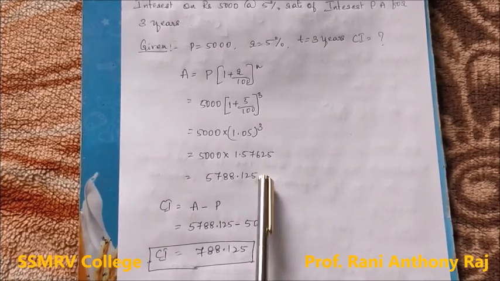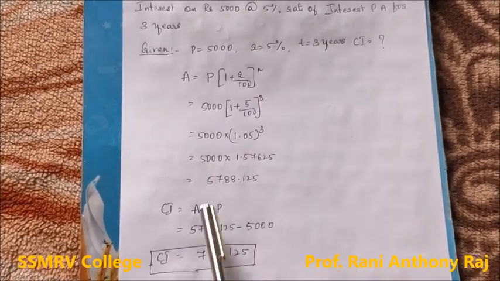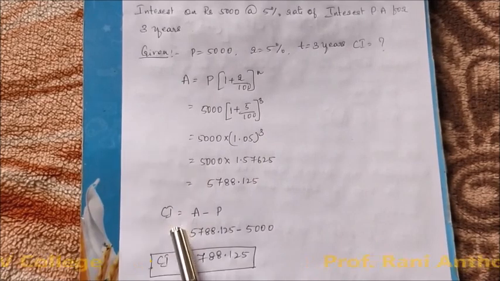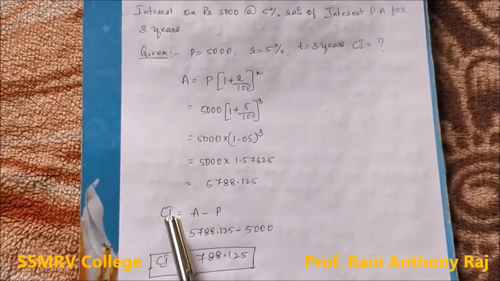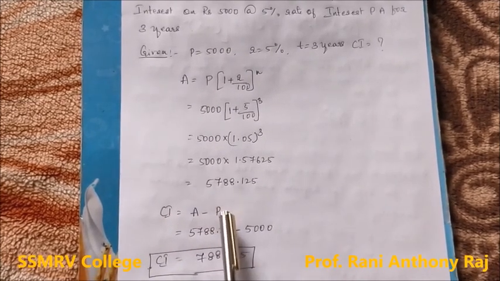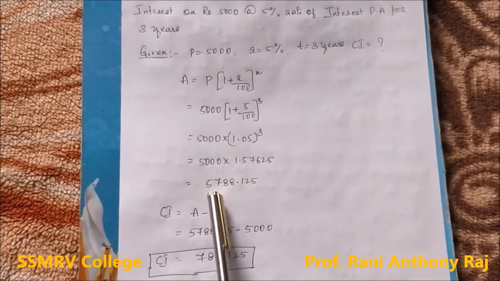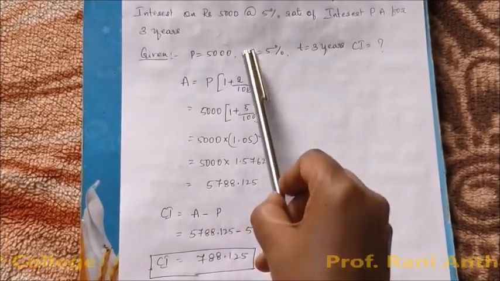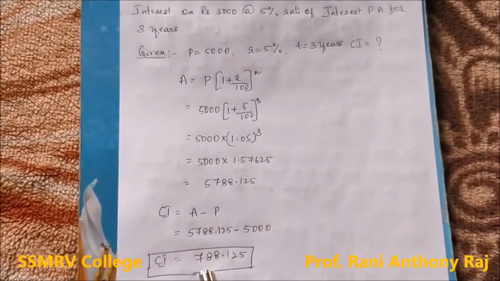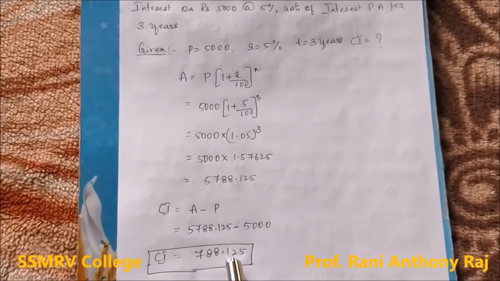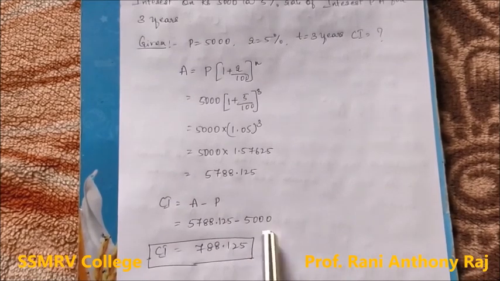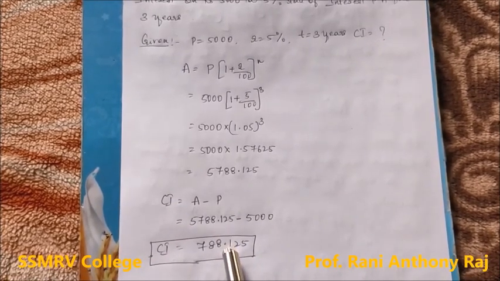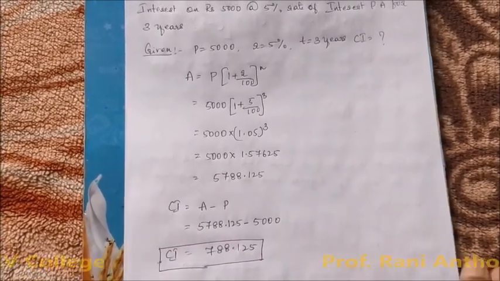After finding the amount value, since we know the principal amount, you can easily calculate the compound interest. Compound interest formula is amount minus principal. Amount value is 5,788.125 minus principal amount 5,000. So the compound interest value is 788.125. This is how you need to calculate compound interest. Next, we'll move on to a third problem.